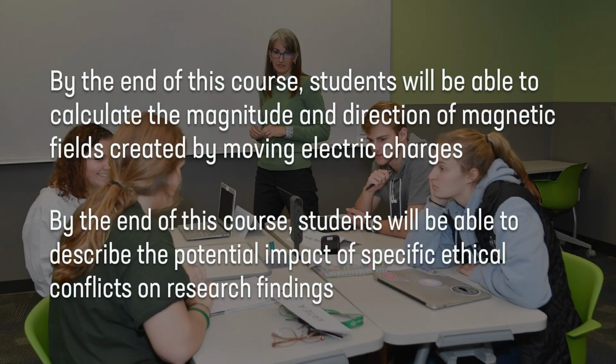Here are two course-level examples. By the end of this course, students will be able to calculate the magnitude and direction of magnetic fields created by moving electric charges. By the end of this course, students will be able to describe the potential impact of specific ethical conflicts on research findings.